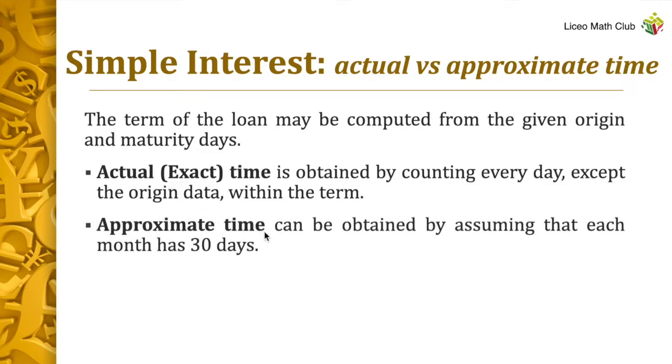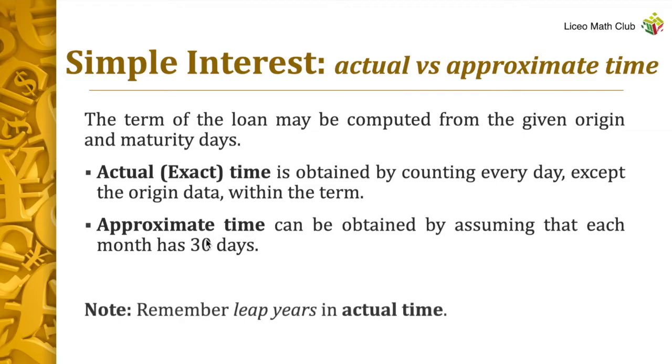Approximate time can be obtained by assuming that each month has 30 days. Including February, every month has 30 days. In the actual time, we really count them one by one, but in the approximate, as the word itself says, we approximate that every month has 30 days.